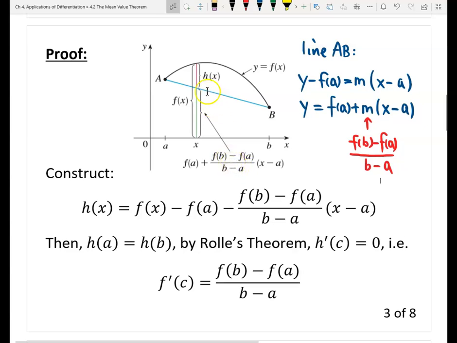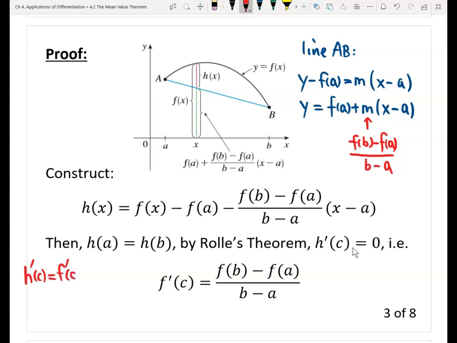Okay, so now we have h. So h equals f minus the line equation, right? And you also know h(a) equals h(b), both equal 0. So by Rolle's theorem, we have a number c between a and b so that the derivative equals 0, right? Now from here, we're going to find what is the derivative of h at c. Okay, so I wrote it here. It's easy. The derivative of h, can you see? I directly put the c here, it is f taking a derivative, right?